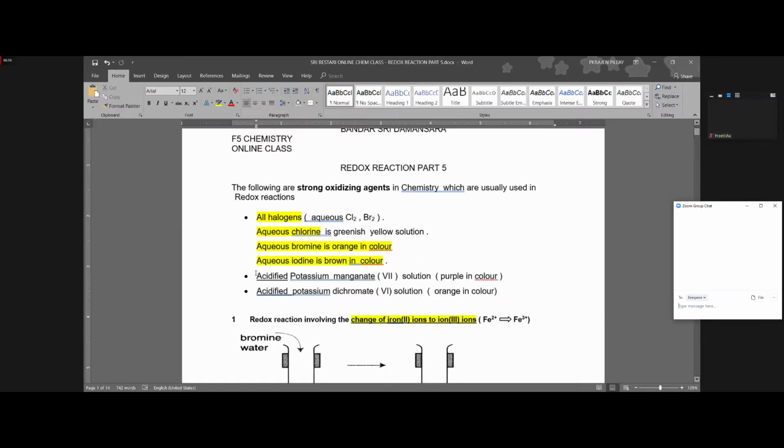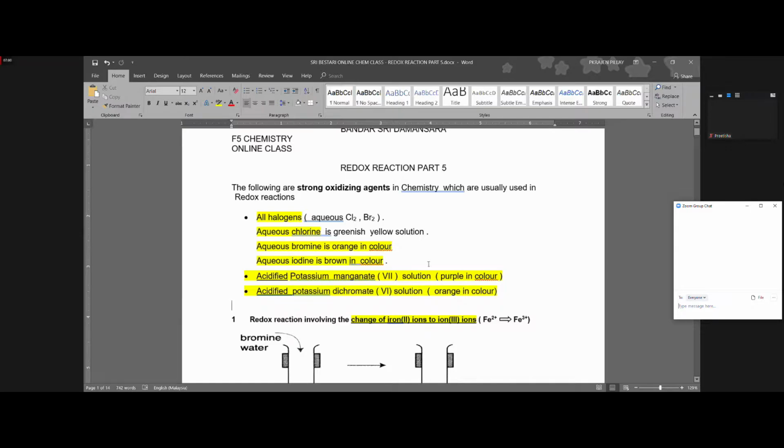Okay. And then another very famous second bullet, another famous oxidizing agent is acidified potassium manganate(VII), the one which is purple in color. Okay. And then there's another very famous, the last oxidizing agent, which is orange in color. So we call it acidified potassium dichromate solution. So today we are going to take one oxidizing agent added to one reducing agent. All right. And then we see the color change.